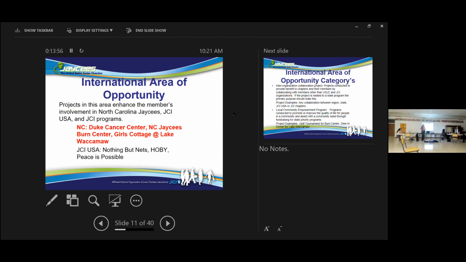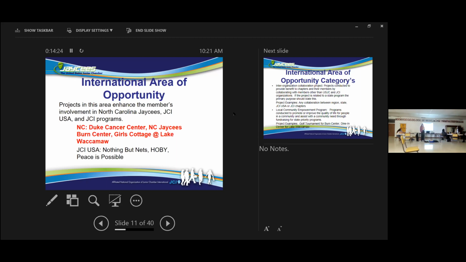Chapters don't necessarily have to include that in their programming year after year, but it's a good idea, especially the Burn Center. It's got our name on it. So as chapters are having their planning sessions, just keep that in mind as you're scheduling events, to consider having events that support these 3 organizations.